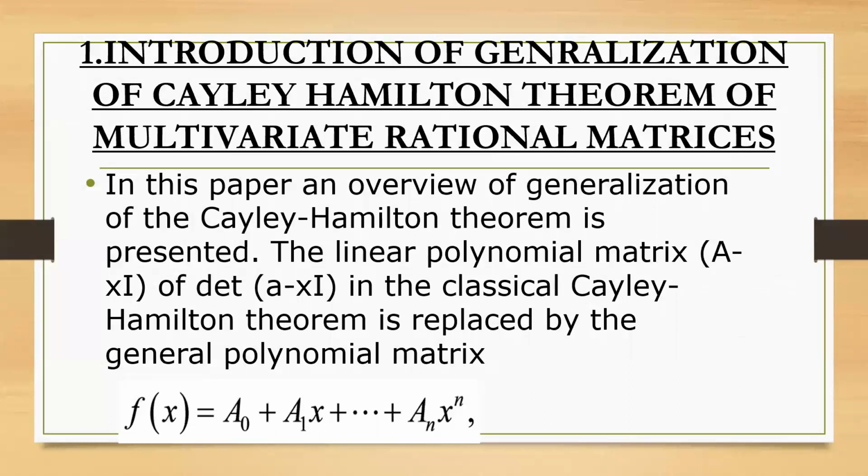So in simple and short words, it can be said that in this slide, a brief overview of the Cayley-Hamilton theorem and its generalization is given. The linear polynomial matrix A minus x times the identity matrix in the classical Cayley-Hamilton theorem is replaced by the general polynomial matrix, which is f of x equals a naught plus a1x plus, and it keeps on going, adding until it reaches a n times x to the power of n.